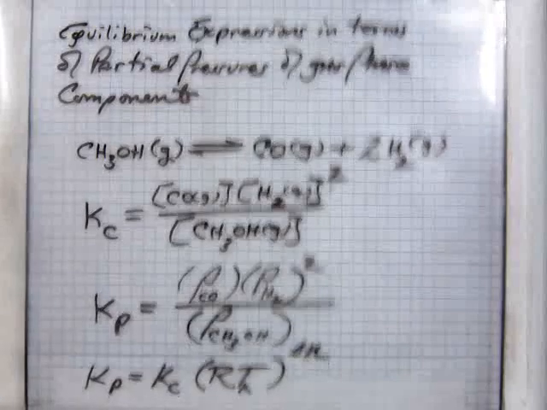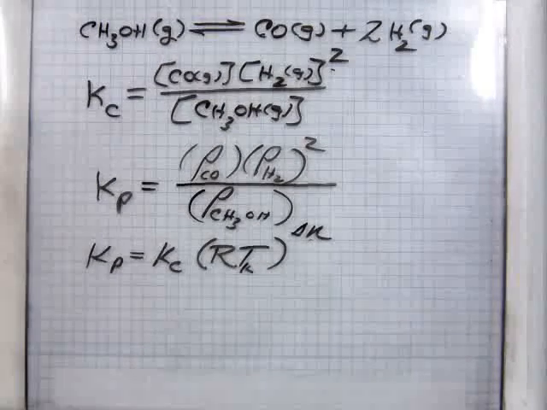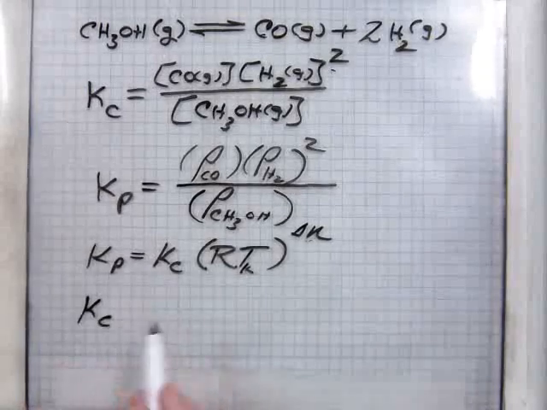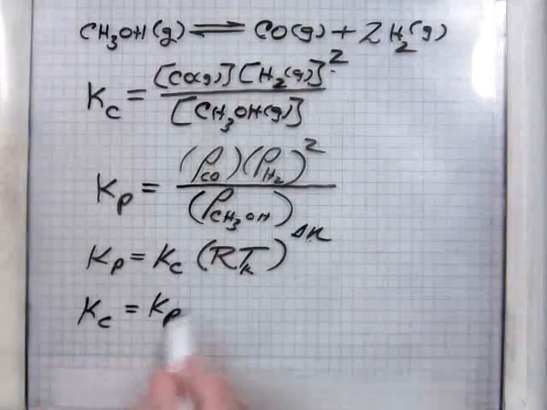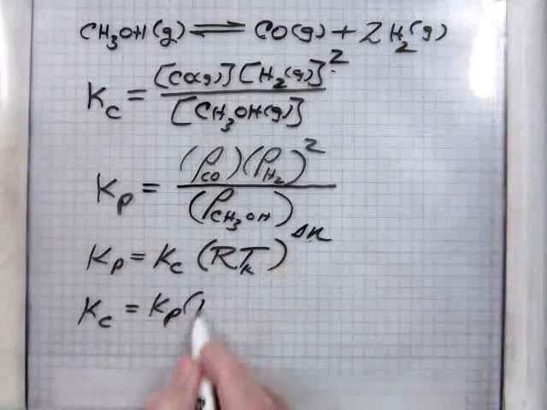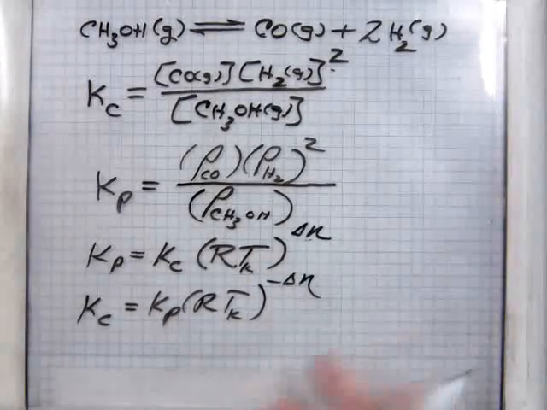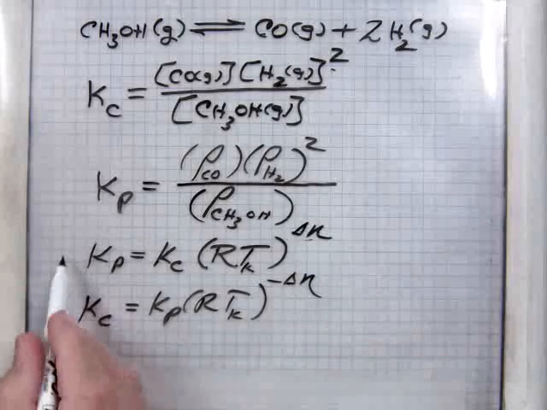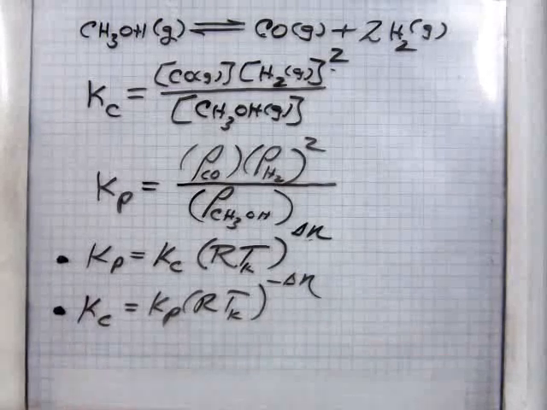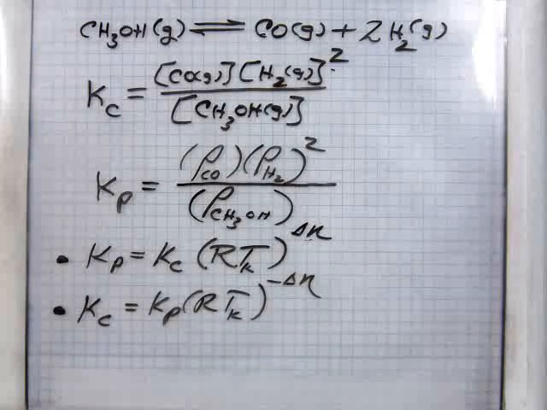Now, of course, the reciprocal of that will give you Kc, and it's simply Kp times RT in Kelvin, to the minus delta N value. So those are two equations that you can expect in the future in terms of writing whatever the numerical value is. Whatever the units come out, you don't care.